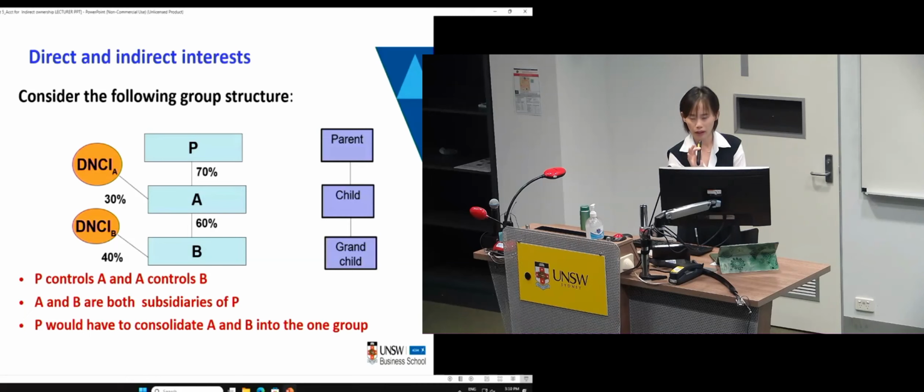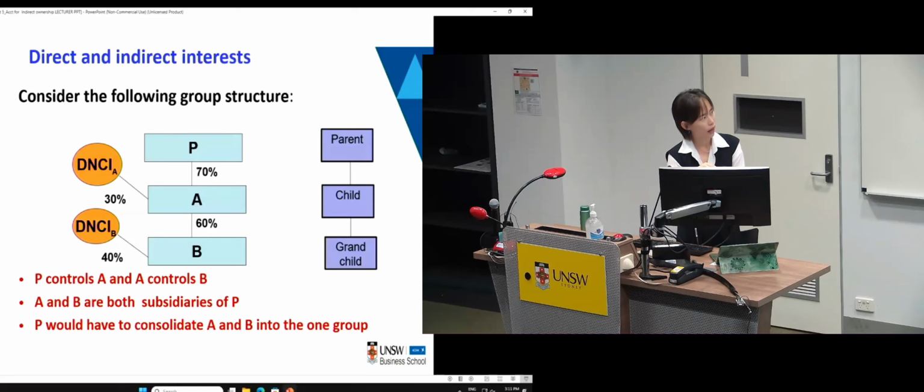No, not anymore, right? If there's no NCI in A, then there's no INCI in B, okay? So the first condition, A must be a partially owned subsidiary. That's the first condition. Second, A must control another entity. So you can see A controls B here, right? So A owns majority voting rights in B, and that's why there is an INCI in B.